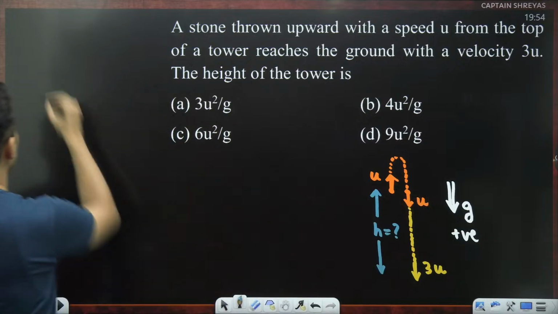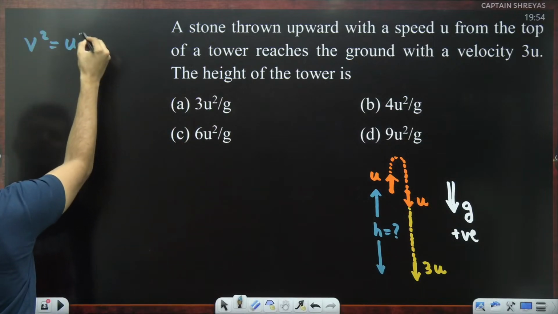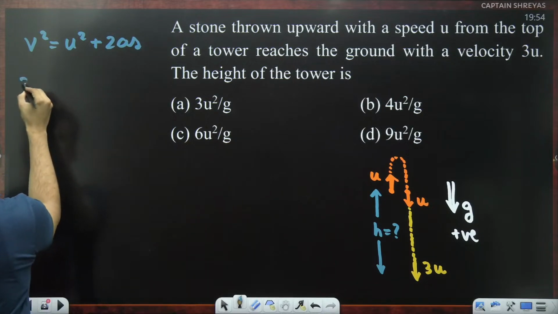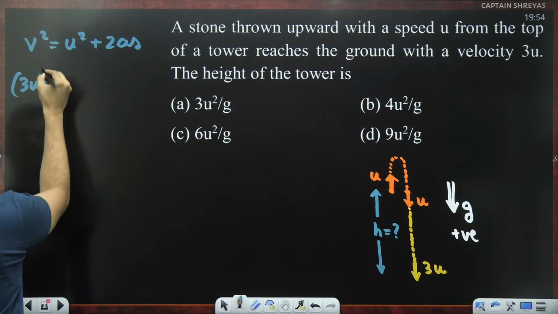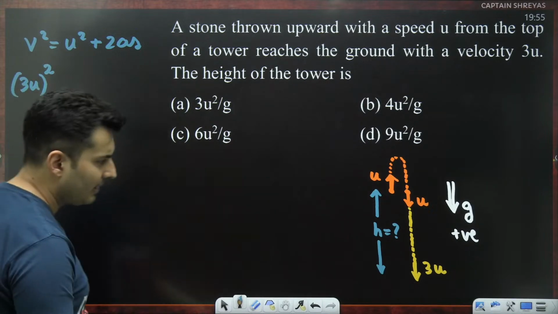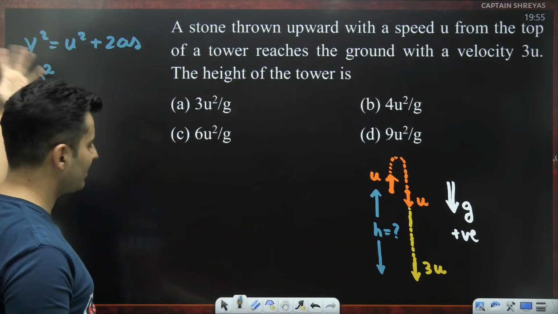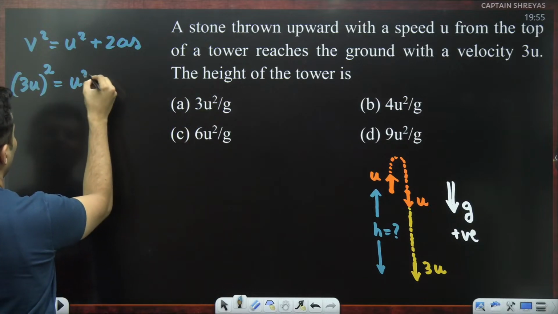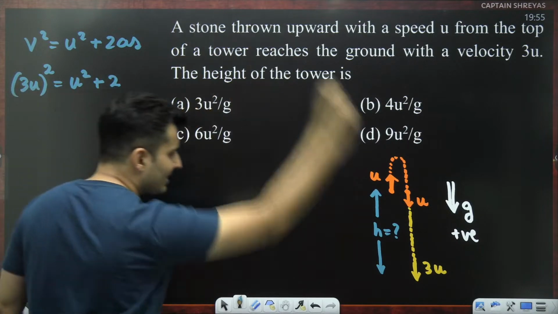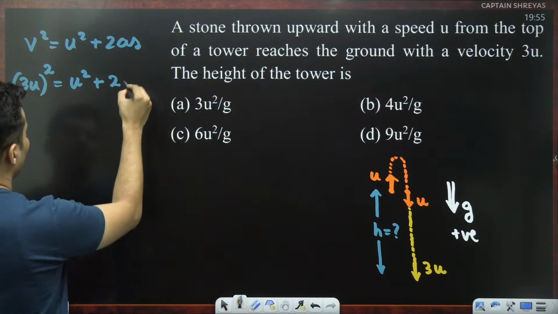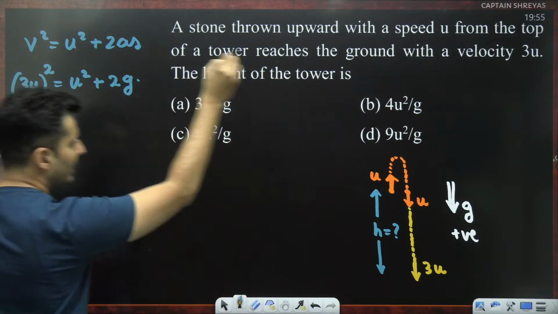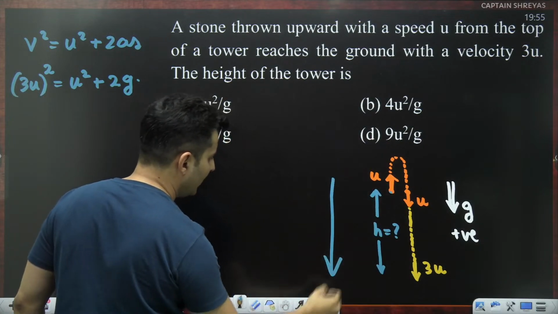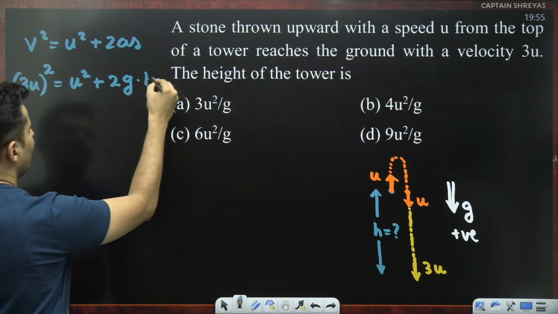The third kinematic equation is v square equals u square plus 2as. Final speed is downwards, it is 3u. But even if I put minus, it doesn't matter because I'm getting it squared. Initial speed is u, so I'll put u square over here plus 2 into acceleration, which is downwards, so it is positive, 2g. And displacement is also downwards. This is initial, this is final, so this is my displacement, which is positive, so it is again plus h.